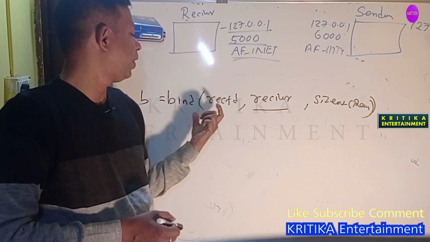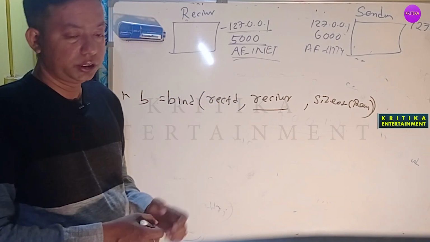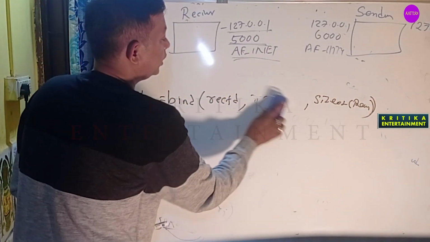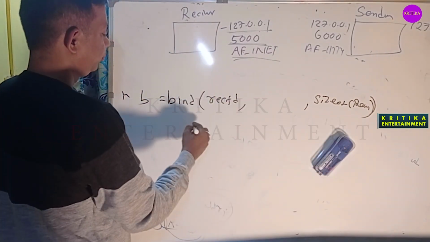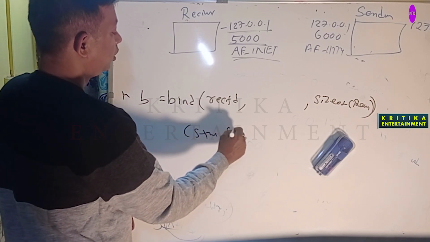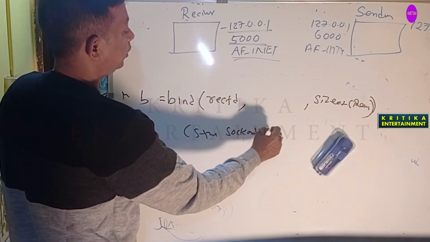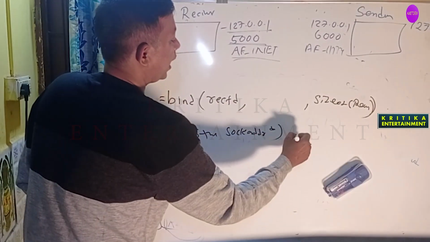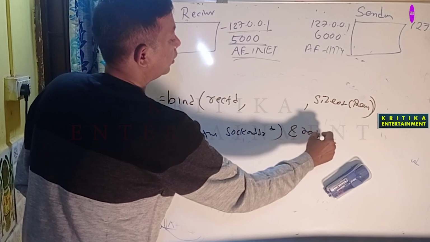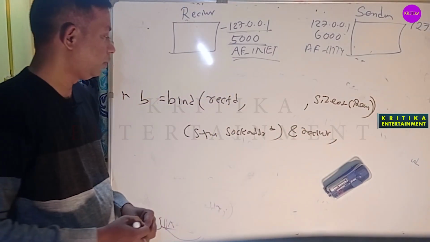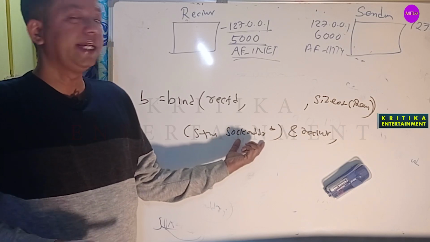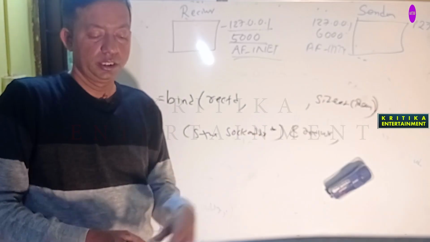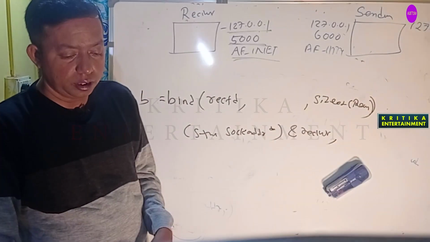What is the return of the bind function? Okay, so how to write this? Your question is how to write this. It will be written here: struct sockaddr pointer type, you have to cast. Okay, so here we write ampersand receiver. I have told you that in a generic structure it can be cast either as IP4 or IP6. It is automatically cast.